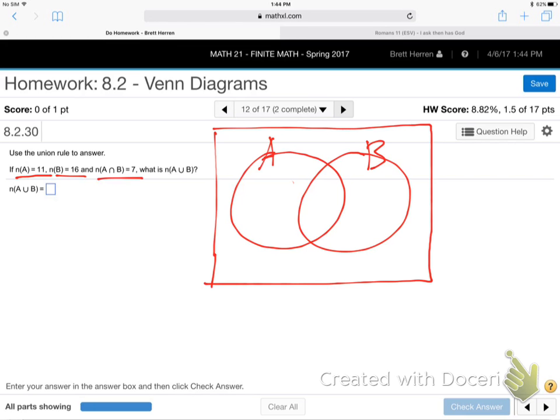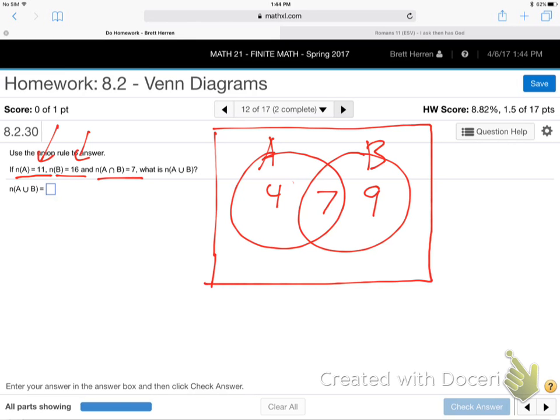Start right here. Start with the intersection. That means A intersect B. A intersect B is 7. That I can put. So the intersection is 7. Does that make sense so far? The overlap is 7. Now let me backtrack. The number in A is 11, so what do I know about the rest of circle A? 4. There's 11 total in circle A. And now how about B is 16? So this has to be 9, because 9 plus 7 is 16.